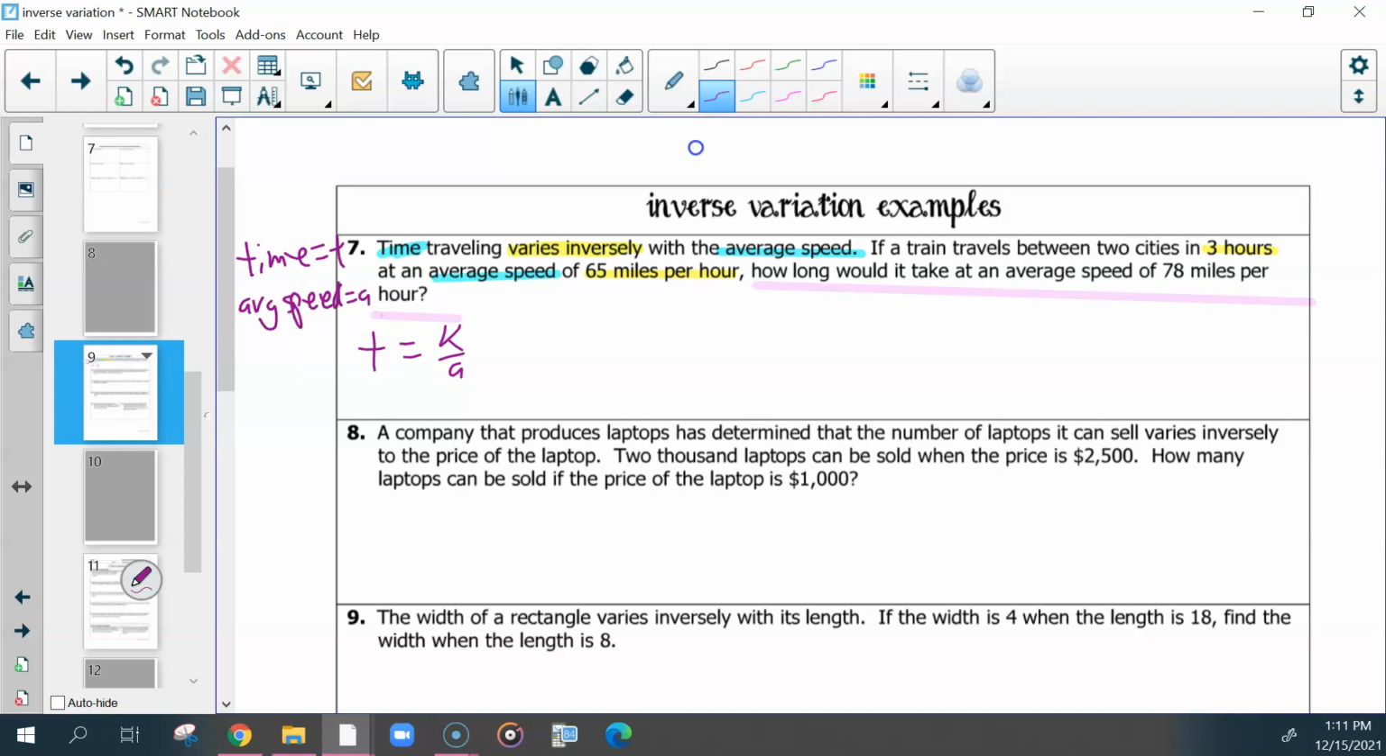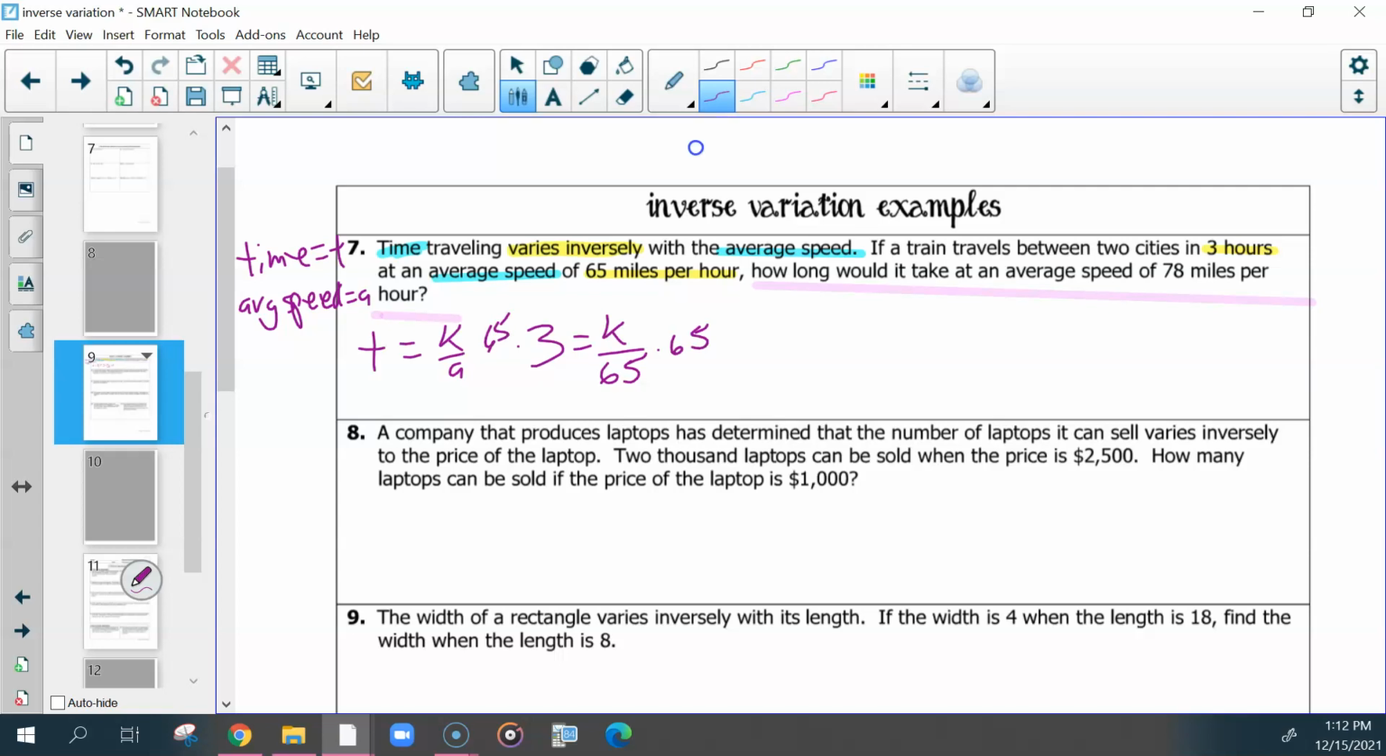Okay, so time traveling varies inversely with average speed. That means A is going to be underneath K. Then they tell us the train travels 3 hours at an average speed of 65. So with this, if we're solving for K, we would multiply both sides by 65. Remember that this is kind of the same thing as cross multiplying because there's 3 over 1.